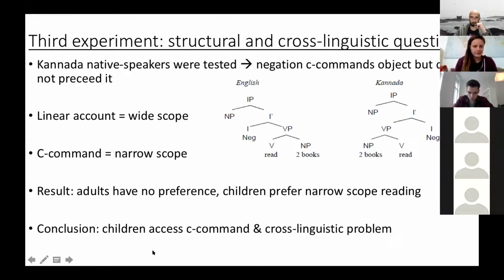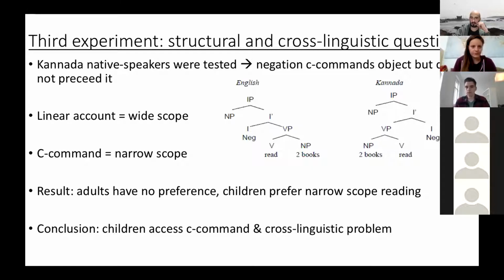Next slide. The third experiment is quite important because they were trying to find out 2 things. The first thing was if isomorphism is a cross-linguistic phenomenon. So they tested in Kannada, I don't know how to pronounce it, which is the language of India with about 40 million speakers, so quite a big one. And they were also trying to find out how the problem is structure-wise.